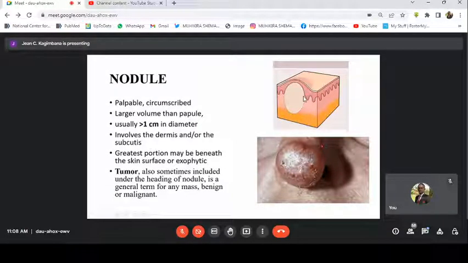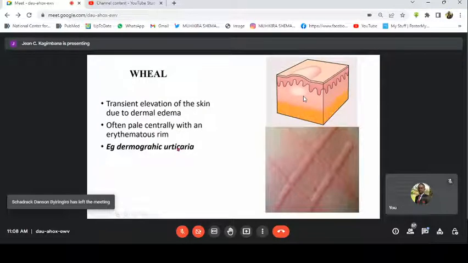You see, this is raised. It's a nodule. No, this is even a tumor. But it is important to see that the dermis and the hypodermis are involved.